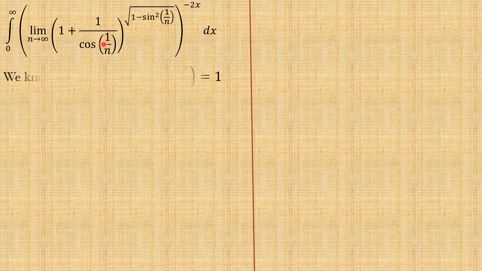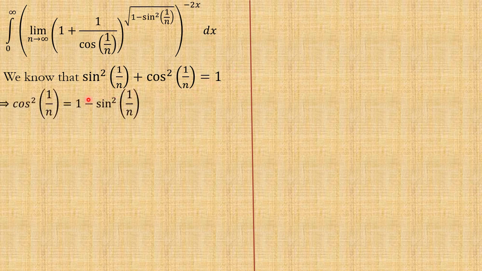We know that sine squared of 1/n plus cos squared of 1/n is the same as 1. So to produce 1 minus sine squared of 1/n, we simply carry sine squared of 1/n to the right hand side. We are going to have cos squared of 1/n equal to 1 minus sine squared of 1/n. But we need a square root, so we'll take the square root on both sides. We are going to have cos of 1/n equal to the square root of 1 minus sine squared of 1/n, which is the same thing that we have here.